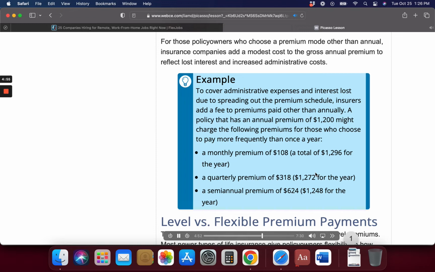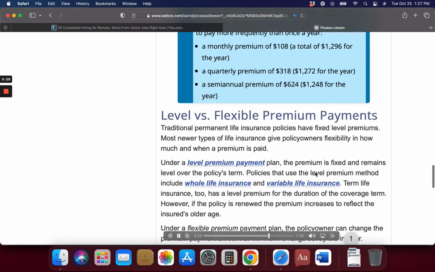A policy that has an annual premium of $1,200 might charge the following premiums for those who choose to pay more frequently than once a year. A monthly premium of $108, a total of $1,296 for the year. A quarterly premium of $318, $1,272 for the year. A semi-annual premium of $624, $1,248 for the year.